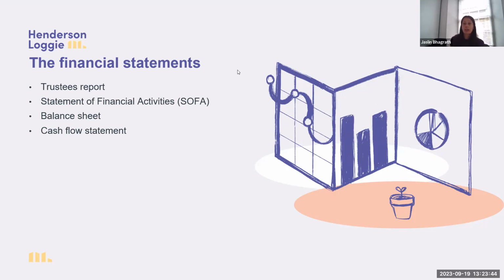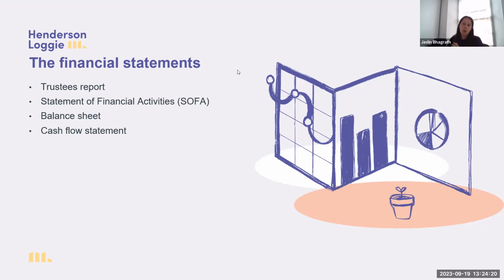And then the final statement is a cash flow statement, and charities who are required to be audited, and therefore have income over 500,000, would also be required to prepare a cash flow statement. And that is, I suppose, what it says on the tin. It is a summary of the cash that's come in and out. It's a reconciliation of what cash you had in your bank account at the beginning of the year, how the money's come in, how it's been spent, and what your cash balance at the end of the year is.